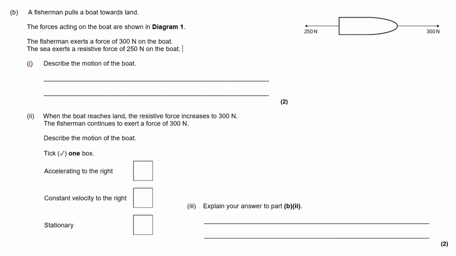Okay, looking at B part 1 then. We've got a diagram of a boat here with a force of 300 newtons forwards and 250 newtons back, and we're asked to describe the motion of the boat. Well, clearly the forces here are unbalanced at the moment, and we know from Newton's laws that if the forces are unbalanced or if there's a resultant force, then it must be accelerating. But don't forget there's 2 marks here, so we need to be saying accelerating, and we need to give the direction, in this case forwards.